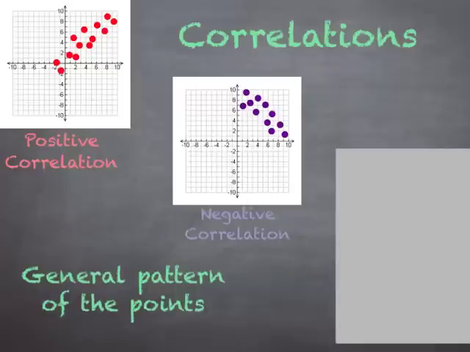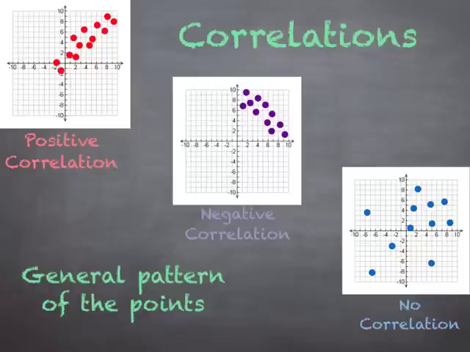Also, just like with slope, we can have a negative correlation. Here again, it's not a straight line, but you can tell the general pattern is that it's going down. So that is a negative correlation. Remember, we read our graphs left to right, just like a book. So it's going down here.